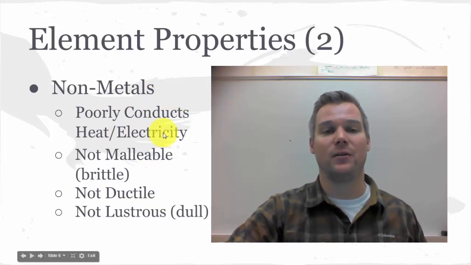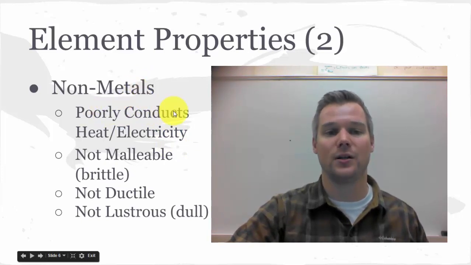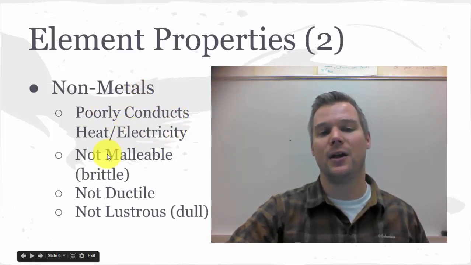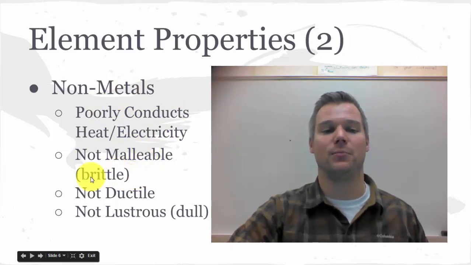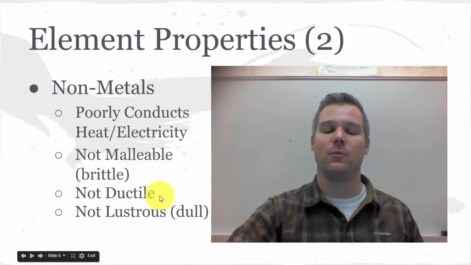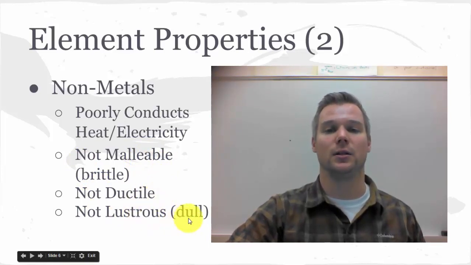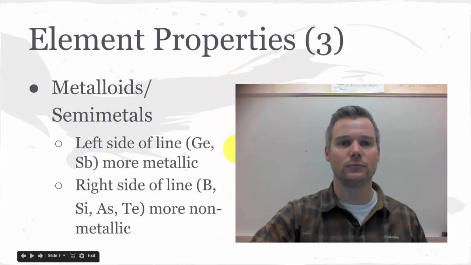And then we have nonmetals, which are the opposite. So if metals were good conductors, nonmetals are poor conductors of heat and electricity. They are not malleable, so a word for that would be brittle. If you were to hit it, it might just shatter or make a good powder. They're not ductile. We can't draw them into wires. And they're not normally shiny. They're dull in color and nature.